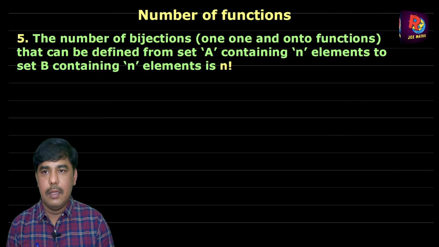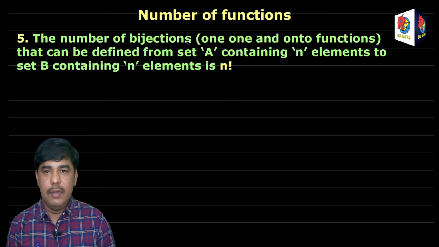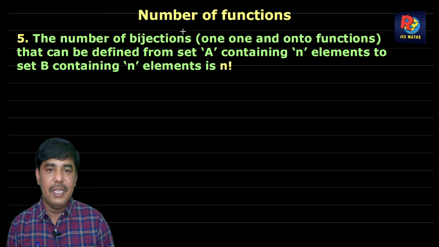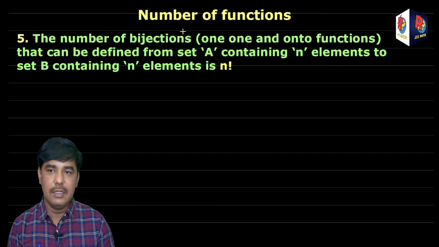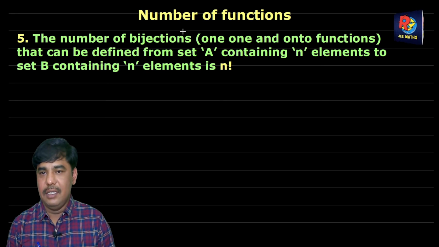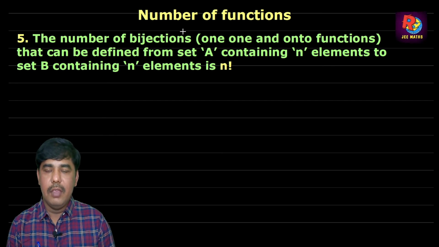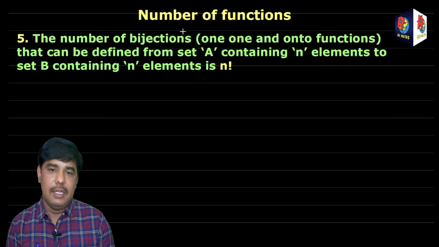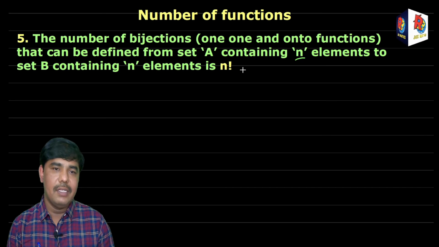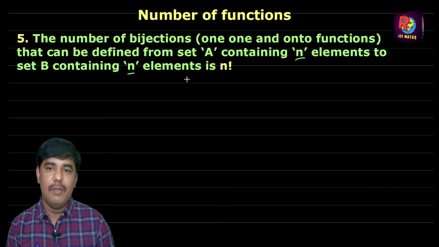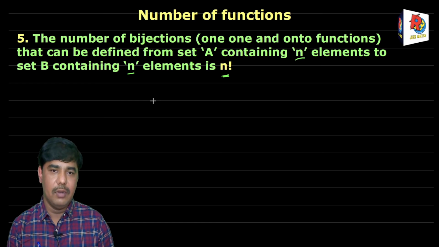Next, the number of bijections. If a function is one-one and onto, then it is said to be a bijection. Remember one thing: to find bijections, set A must have the same number of elements as set B. So set A contains n elements and set B also contains n elements. Therefore, the number of bijections is n factorial.